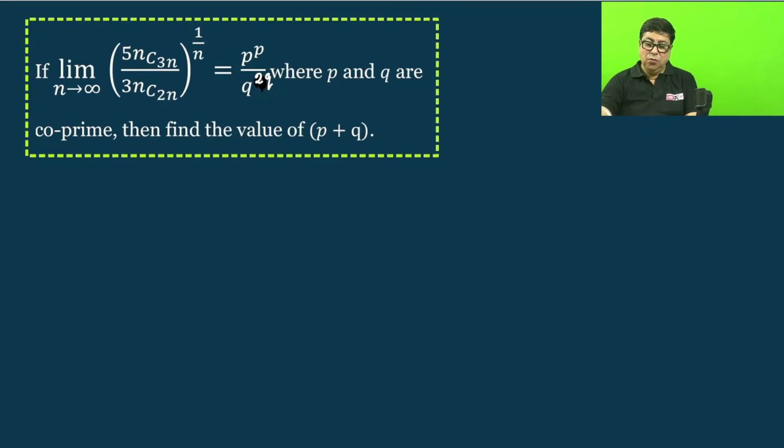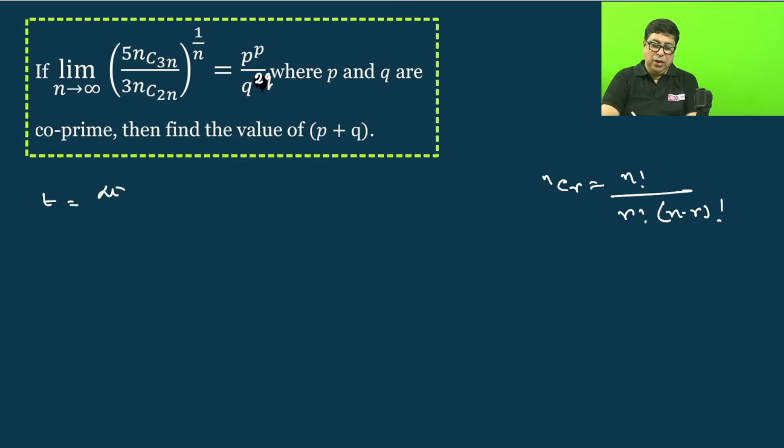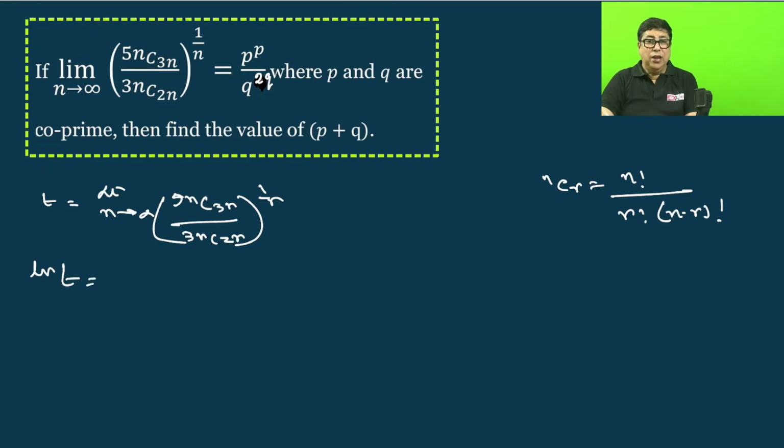First of all, we know that nCr equals n factorial by r factorial by (n minus r) factorial. That we know. And let t equal the limit as n tends to infinity of (5n C 3n by 3n C 2n) whole to the power 1 by n. I am taking log. Obviously there is no way, we have to take the log. I'll tell you one more very interesting part to solve the sum. There are two processes to solve the sum.